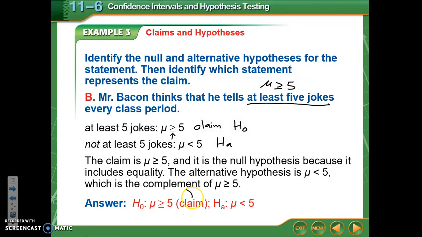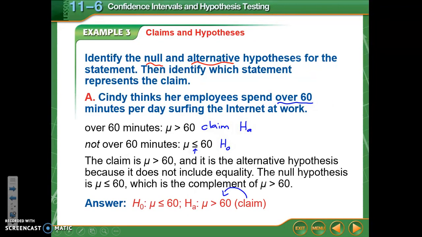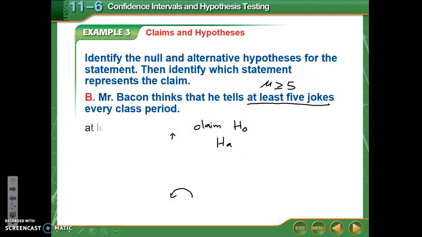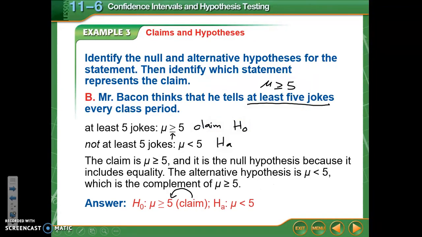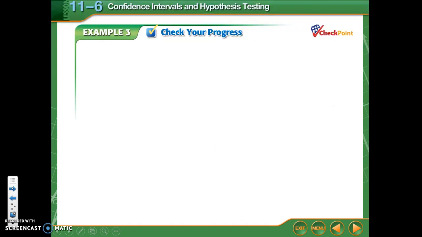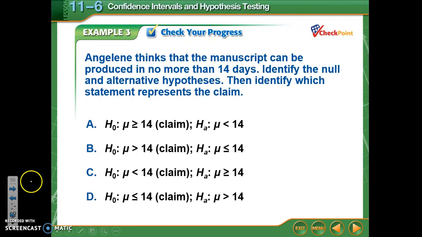And this time, notice my claim is in the null hypothesis. In the last example, my claim was in the alternative. The claim can be in either place. Okay, the claim can be in either hypothesis. You just have to identify which it is. And my alternative hypothesis is that the mu would be less than 5. So the alternative hypothesis says, no, Mr. Bacon tells less than 5 jokes per period. All right, here's one for you guys to check out.